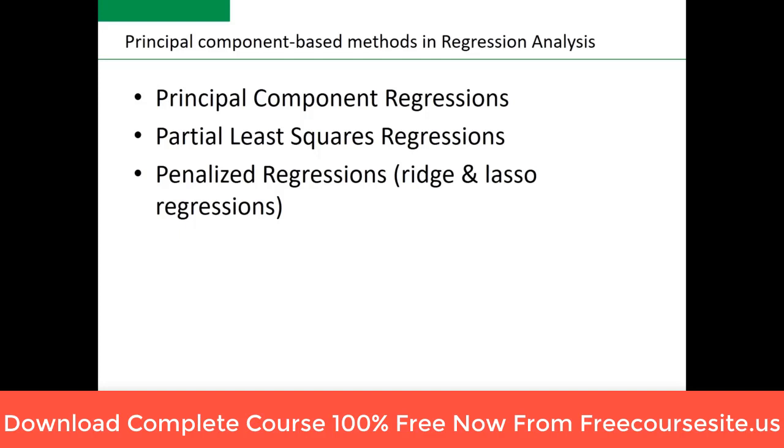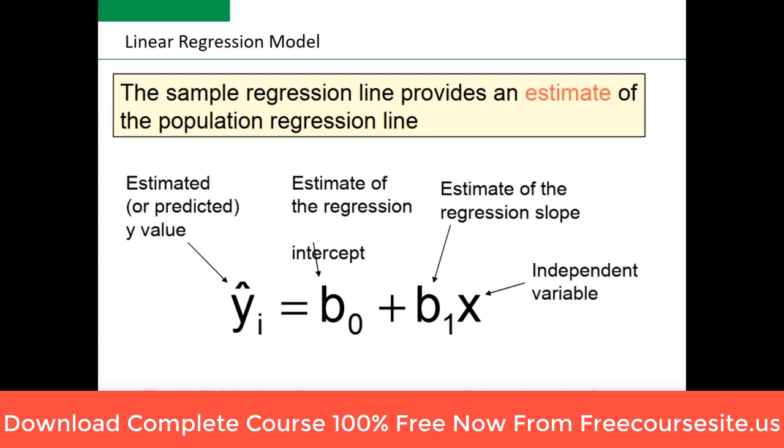An alternative method to simplify a large multivariate model is to use penalized regression, which penalizes the model for having too many variables. The most well-known penalized regressions include ridge regression and the lasso regression.